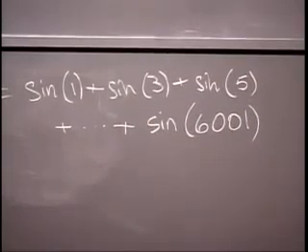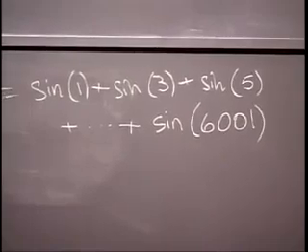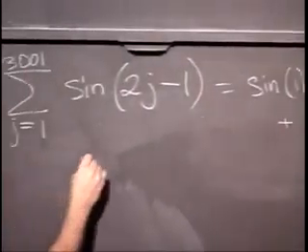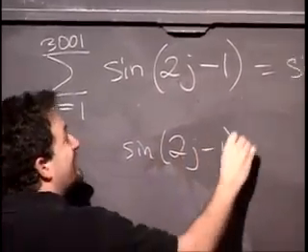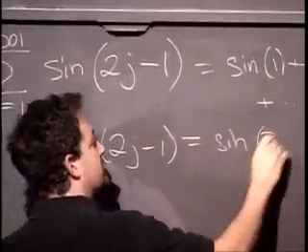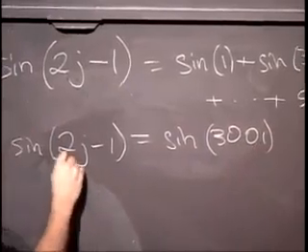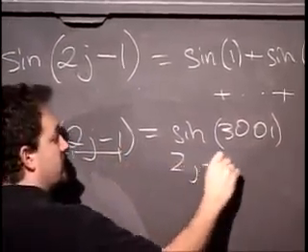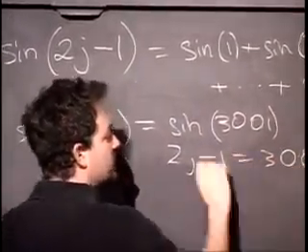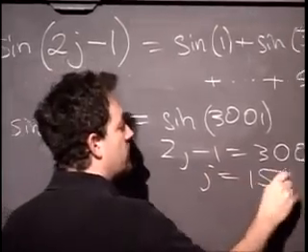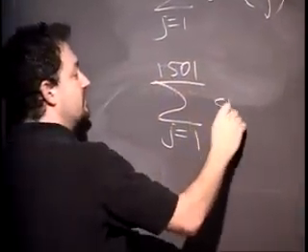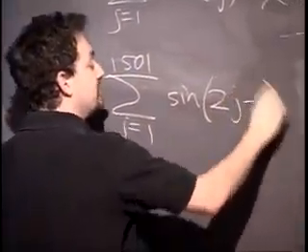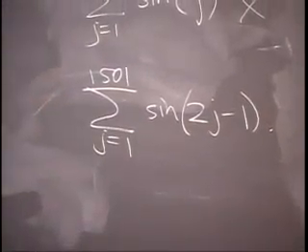What you actually need to do is say, where do we stop? Well, for the last term, you want sine of 2j minus 1 to equal sine of 3001. So that means 2j minus 1 equals 3001. And if you solve this, you find that j equals 1501. So the correct answer is actually the sum from 1 to 1501 of sine 2j minus 1. That gives you the sum that you're looking for.